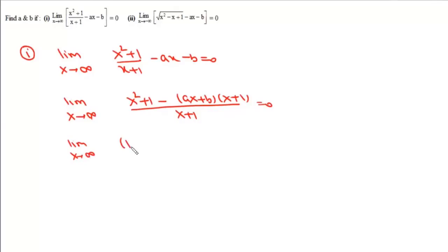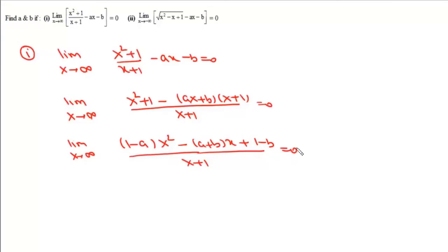Now it will be (1 minus a)x square, and then minus (a plus bx) plus (1 minus b) upon x plus 1 equals 0.